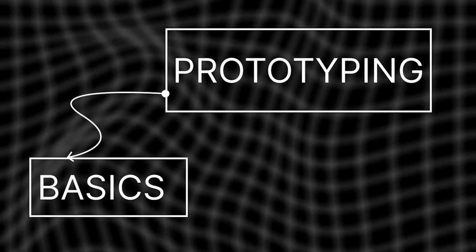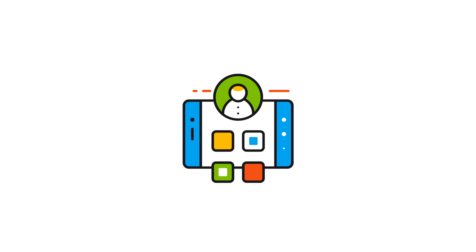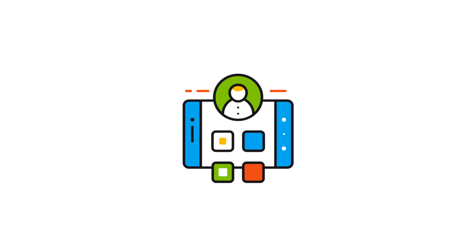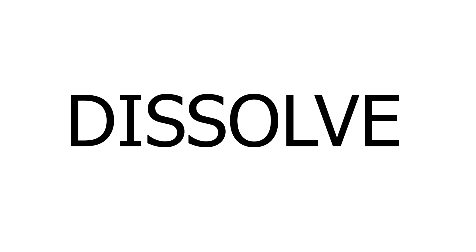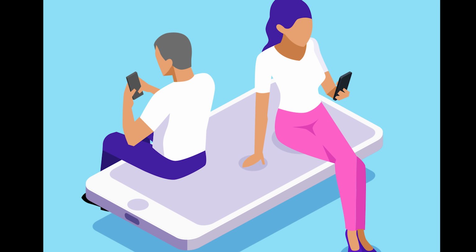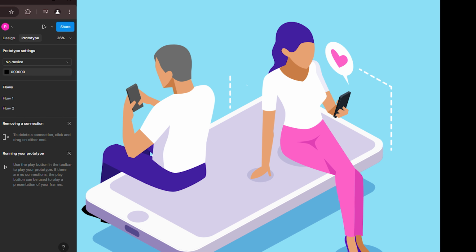Fourth, prototyping basics. Finally, let's dive into some basic interaction settings. Figma offers several types of transitions that you can use to make your prototype feel more dynamic. We have already covered the dissolve transition, but let's also look at the slide and push transition. These are great for creating a more immersive experience, especially for mobile apps or websites.